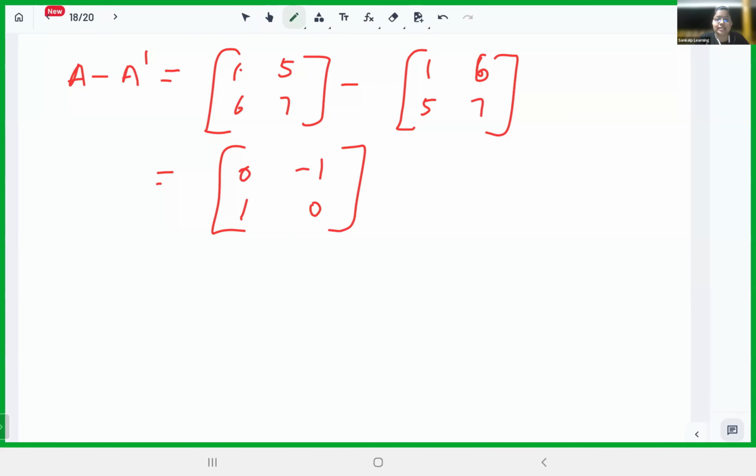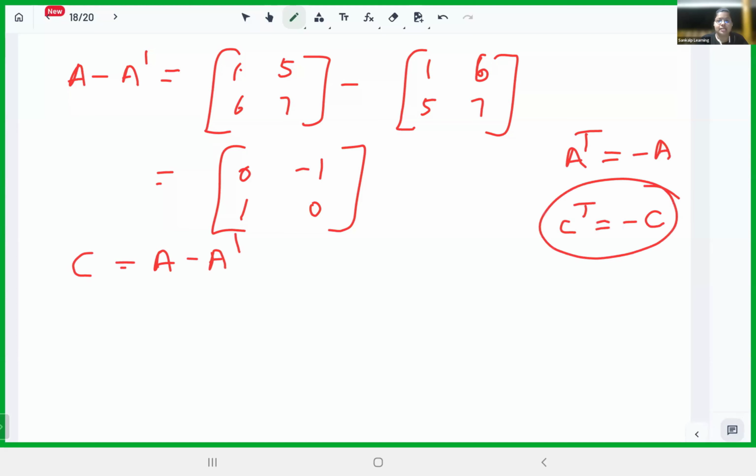Now we have to prove that it is a skew symmetric matrix. And what is the condition of a skew symmetric matrix? That is, a matrix A is said to be a skew symmetric matrix if A transpose is equal to minus A. Now here I am going to take this A minus A transpose as matrix C. It is just to avoid confusions. Now what we have to get? We have to get C transpose is equal to minus C. Then we can say that C is a skew symmetric matrix, right?